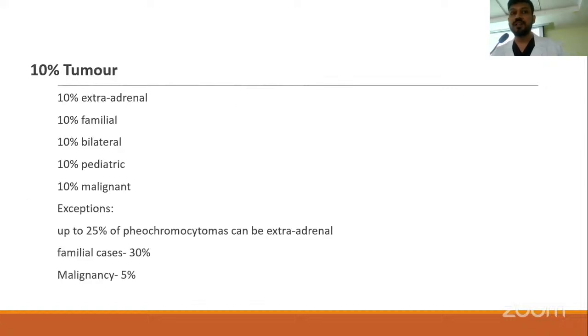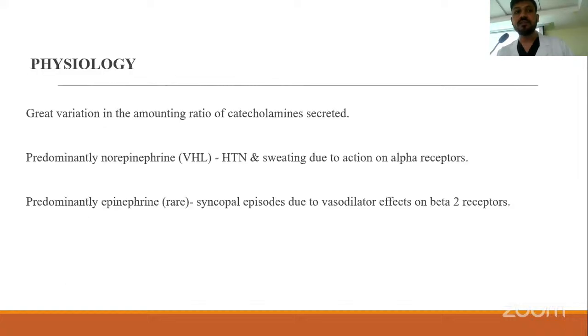It is also known as 10% tumor because there are 10% extraadrenal, 10% familial, 10% bilateral, 10% pediatric, and 10% malignant. There are certain exceptions to this because up to 25% can be extraadrenal. Familial cases are up to 30% and malignancy seen only in 5% of the cases.